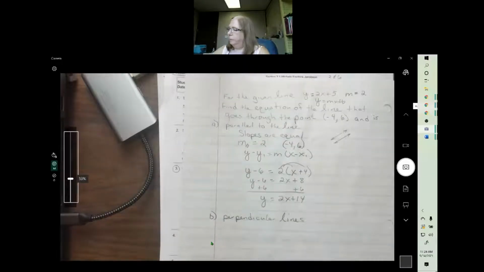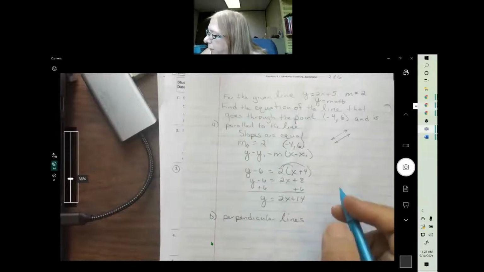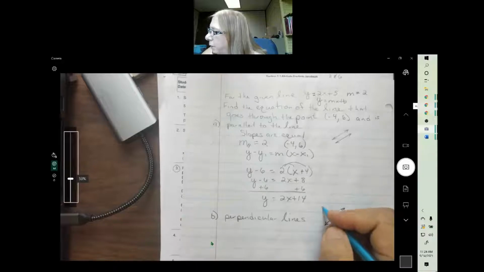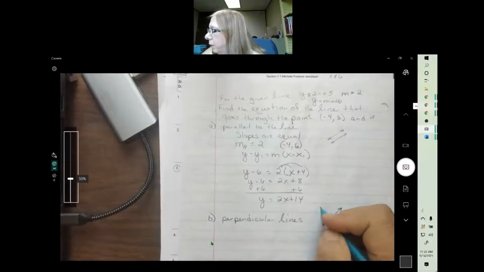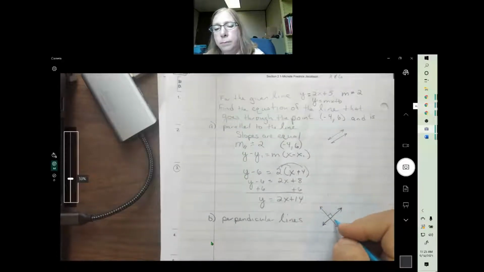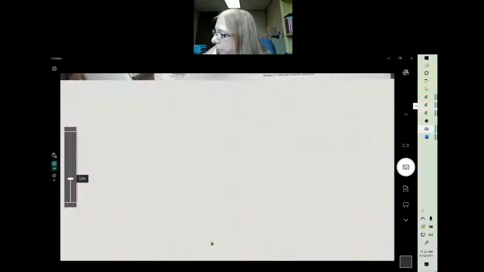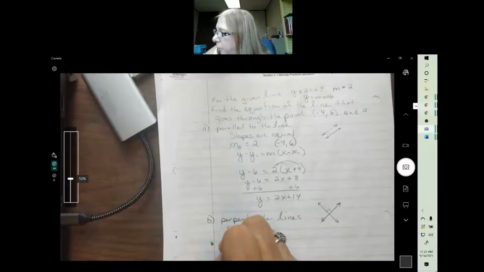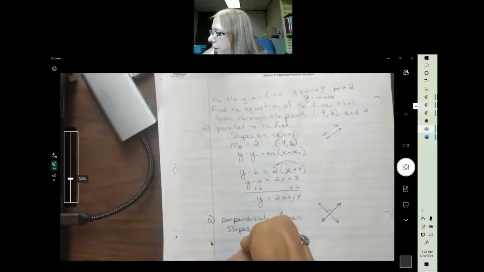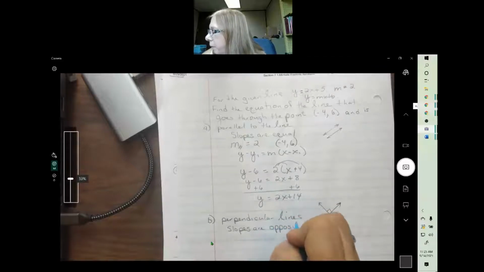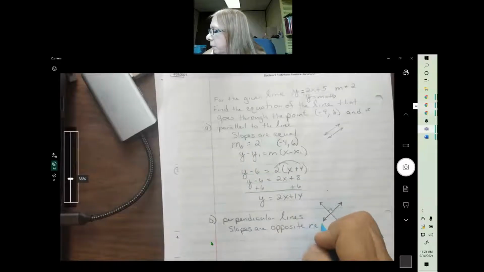Perpendicular lines, that's when 2 lines, where they intersect, make right angles. So to be perpendicular, slopes are opposite reciprocals.